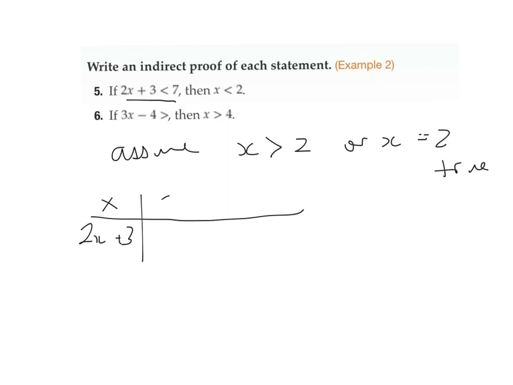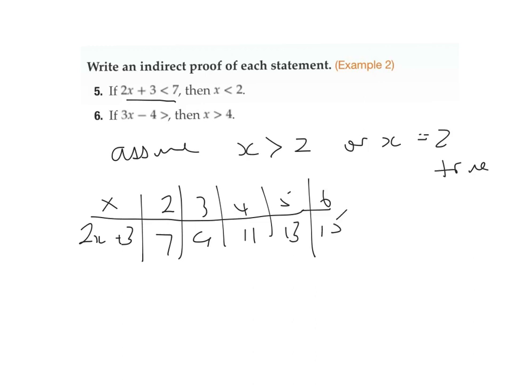So if x was 2, 3, 4, 5 and 6, what would you get if you plug it in? You'd get 7, 9, 11, 13 and 15. So when x is greater than or equal to 2, 2x plus 3 is greater than or equal to 7. Okay, so we know that that is true.